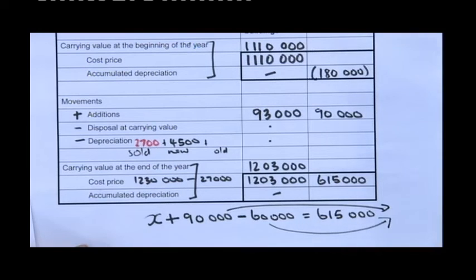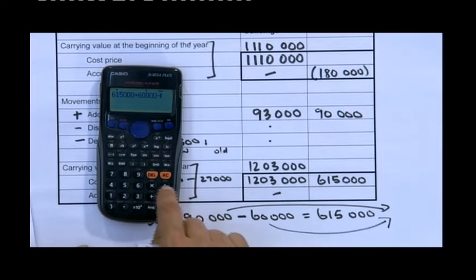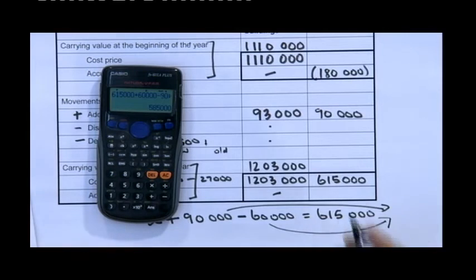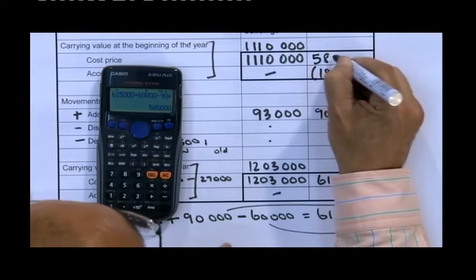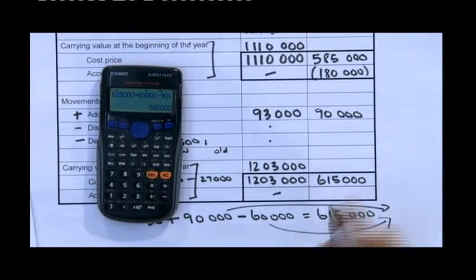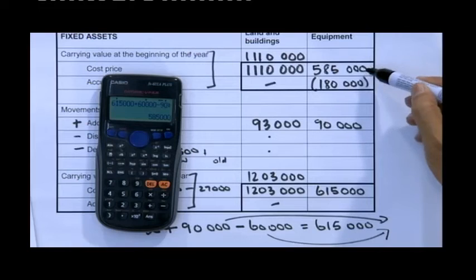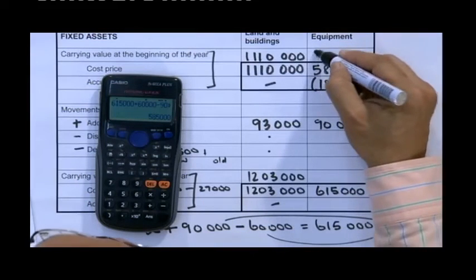Then we're going to end up with 615,000 plus 60 minus 90. And that will give me 585,000 at the beginning of the year. Okay, so now I have the equipment at the beginning of the year. Then, because I have the cost price at the beginning of the year, I can calculate the carrying value at the beginning of the year, which is just 585 minus 180, which gives me 405.